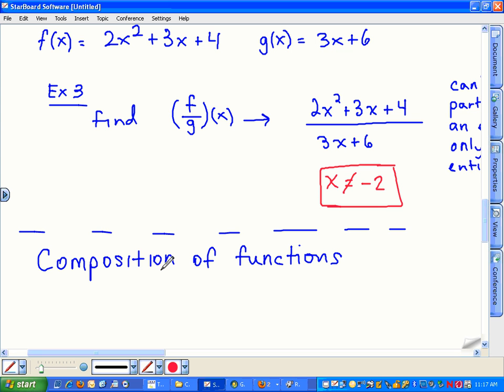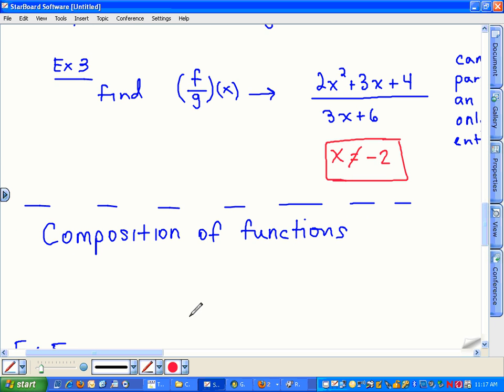Called composition. This is the last thing we're going over, then we're done. Composition of functions.